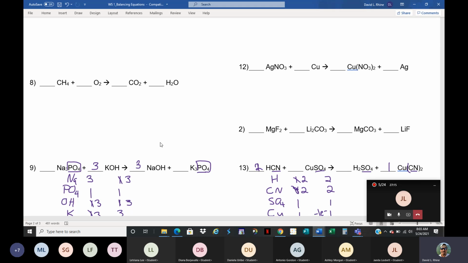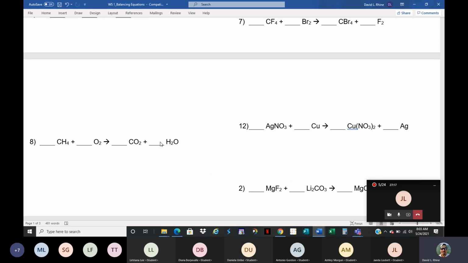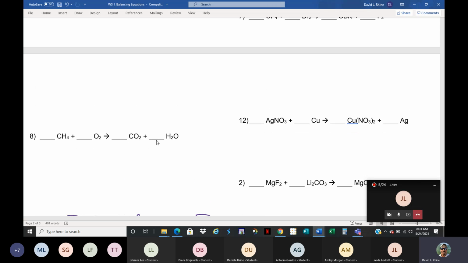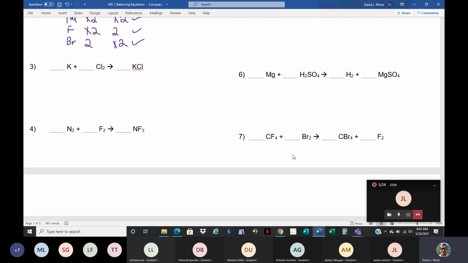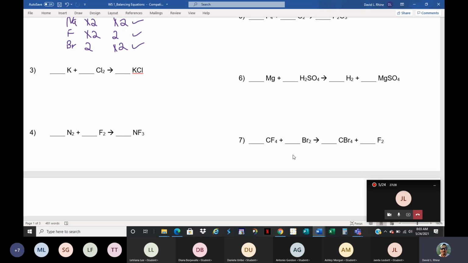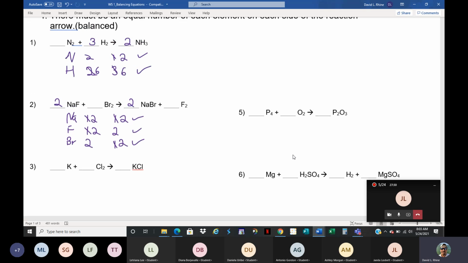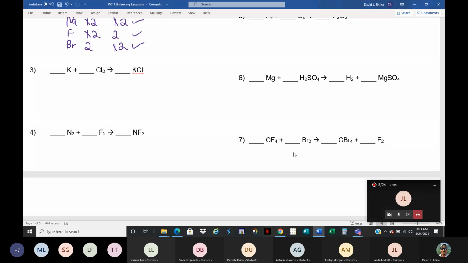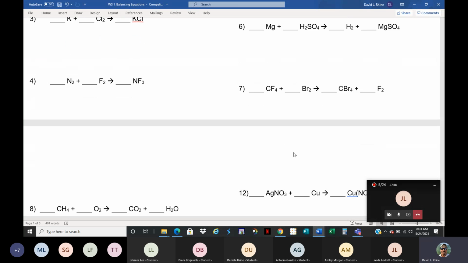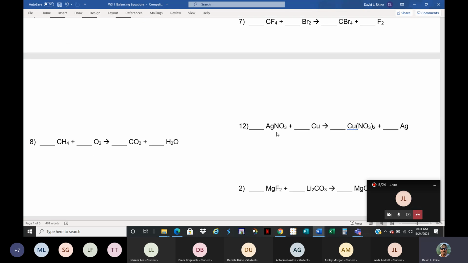Let's go to 12 here because I've got parentheses. Actually, let me back up. I'm going to find one with polyatomic ions. I don't like that one. That one's okay. You know what? I'll just go to this one.